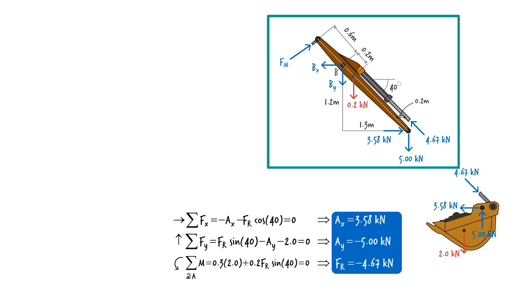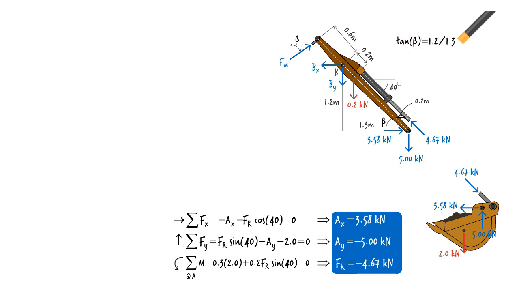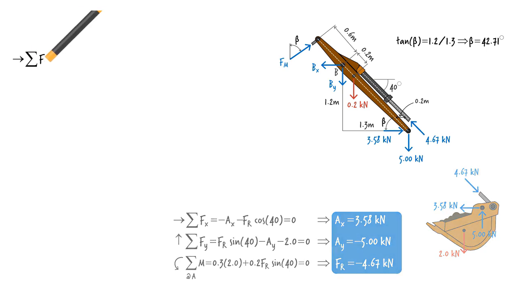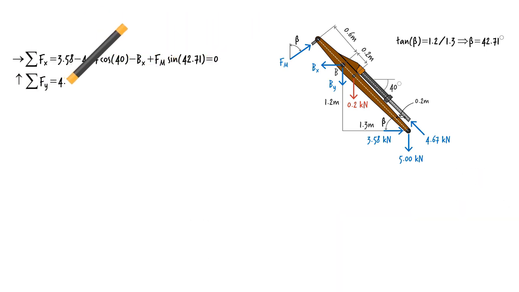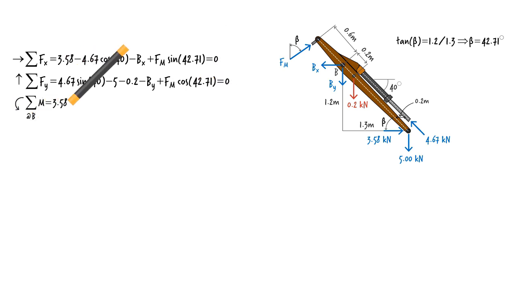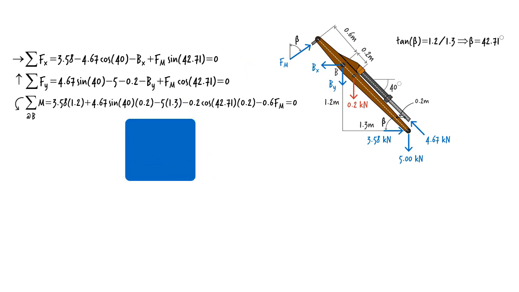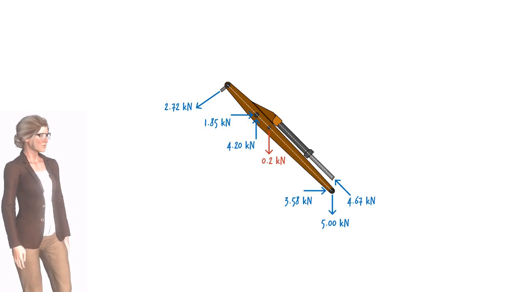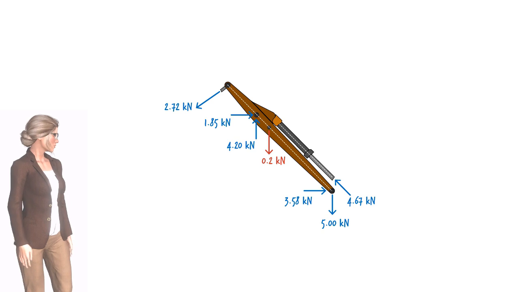Now we can easily calculate the remaining three unknowns using the equilibrium equations for the link. But to write the equations, we need angle beta. It equals 42.71 degrees. Then the equilibrium equations become solving the last equation for FM, we can determine BX using the first equation and BY using the second equation. Now we know the internal forces at the joints of link Y. We will continue this conversation in the next lecture.